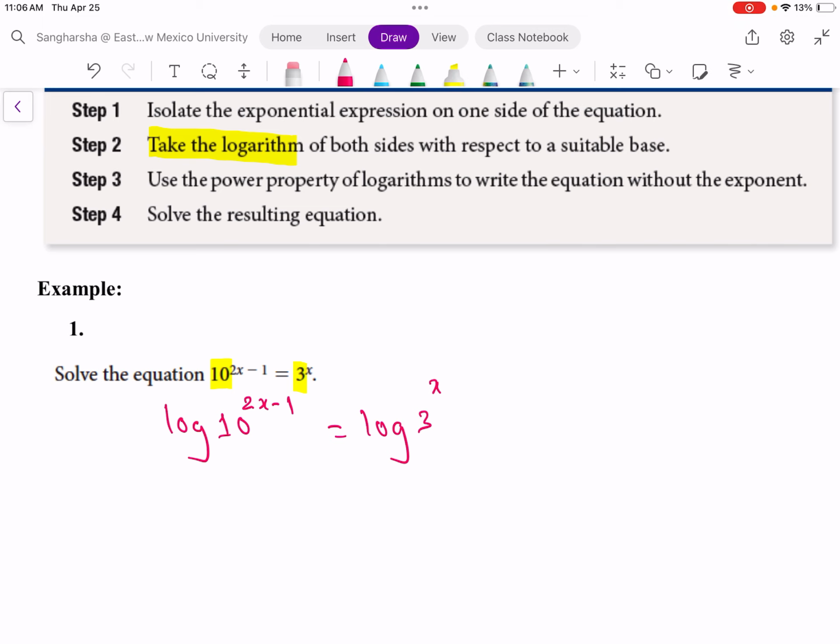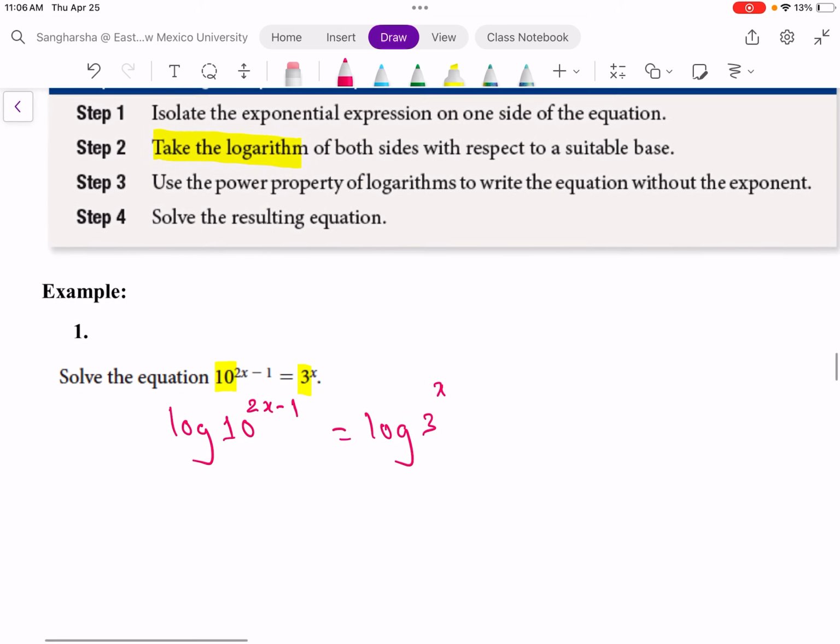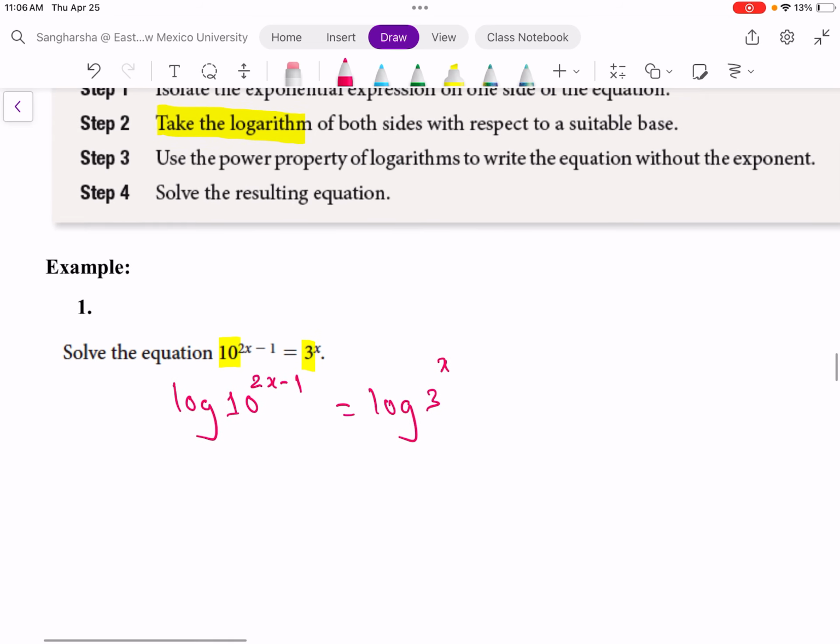Okay, so in general we take a common log, and you can use the calculator to find the common log value. You can always apply common log or natural log. Now let's simplify this. Solving means we are finding the value of x.